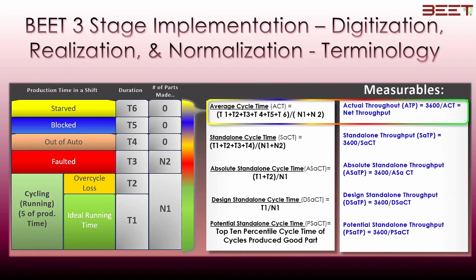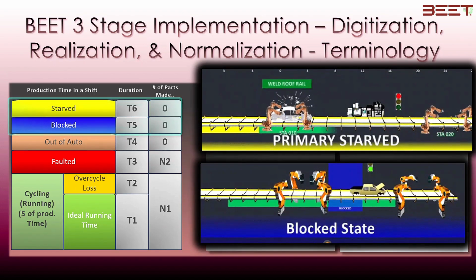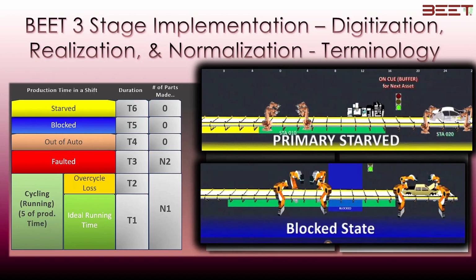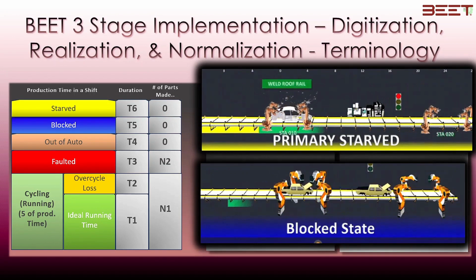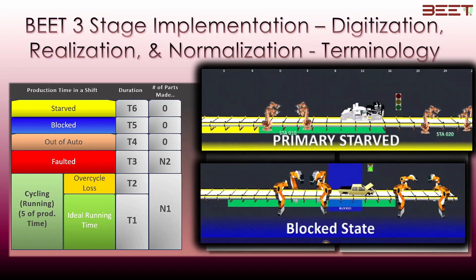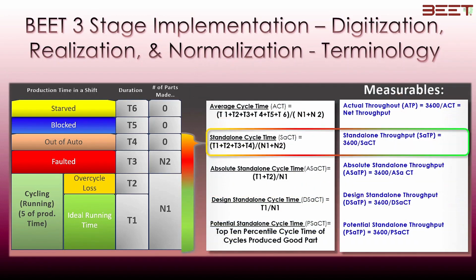This is very straightforward. Starved T6 and blocked T5 time are idle times that are caused by the asset's neighbors. Starved time is when the previous asset can't provide the next part, when the asset is empty. Blocked time is when the next asset can't accept the completed part from the asset, due to the successor not being ready. These time losses can't be attributed to the asset. Taking out the blocked and starved time, T5 and T6, and dividing by the number of parts produced, we get standalone cycle time. Standalone cycle time is the true measure of the asset capability. It should be used to compare with other assets' standalone cycle time to find the process bottleneck.